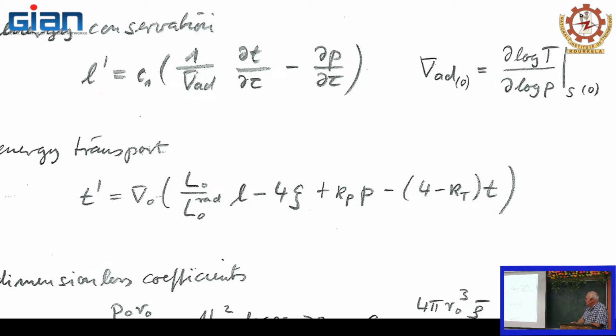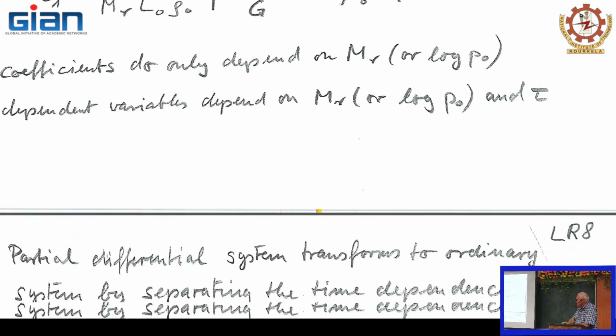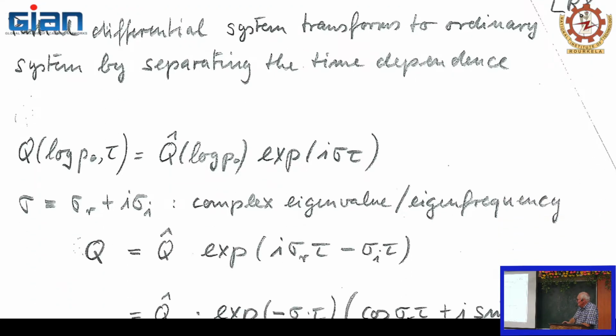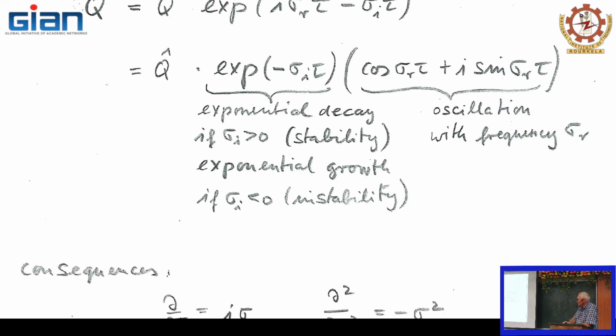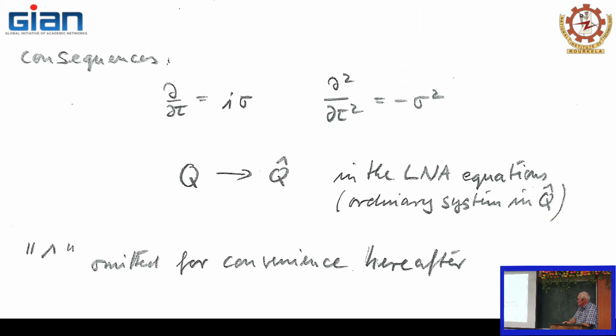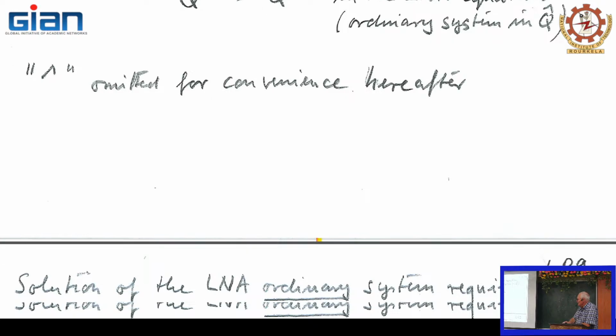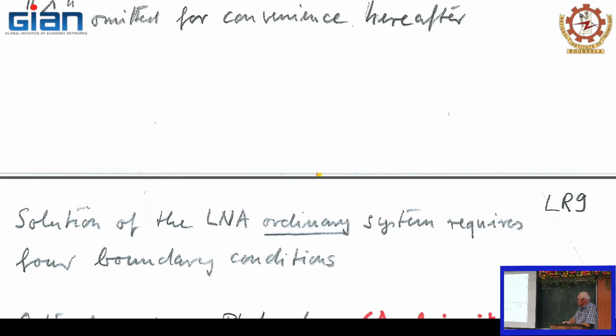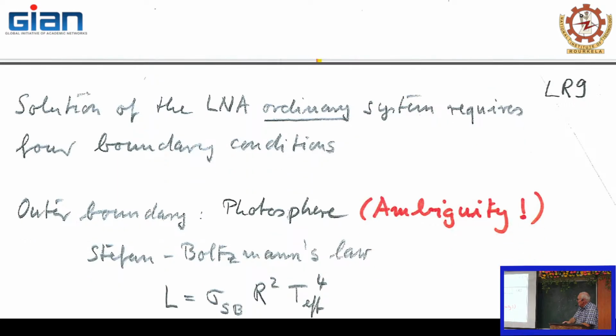For simplicity, in the next slides we will omit the hats denoting the spatial part, because we are now only dealing with the spatial parts of the perturbations. Okay, so the next step we need to consider has to do with our boundaries. The solution of this LNA problem requires 4 boundary conditions. We have four equations, so we need to specify 4 boundary conditions for the ordinary differential equations.